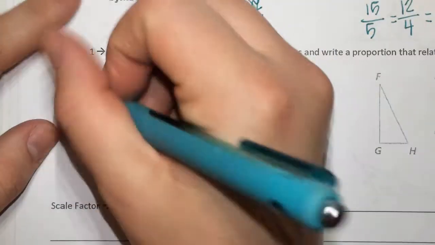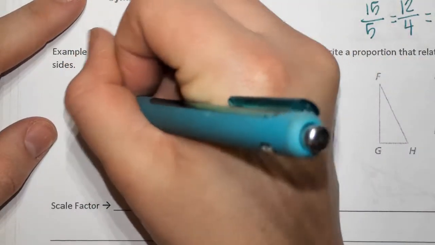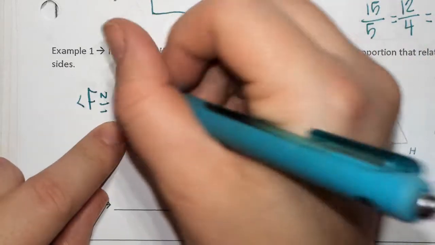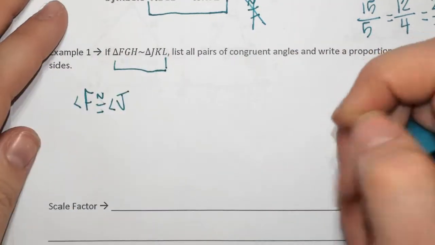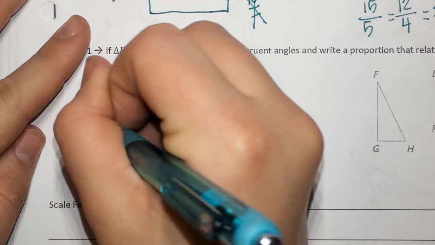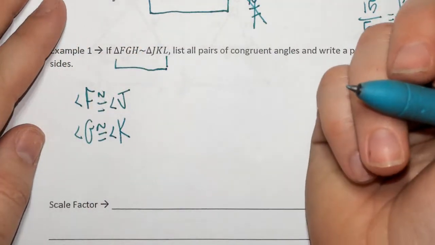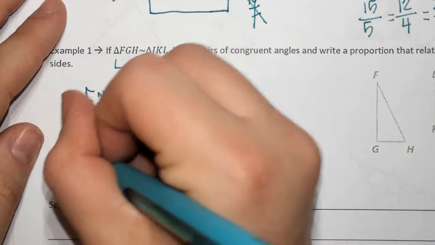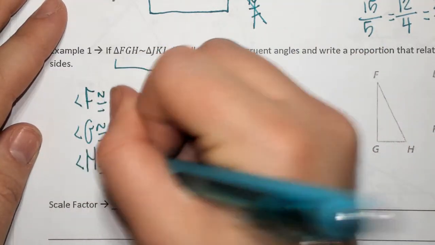Okay, so what's the first angle you see? F. So F is congruent. You can use congruent because the angles are. F is congruent to angle J, first to first. Our second angle is G, and it's congruent to angle K, first to first, second to second. And then our third angle is H, and it's congruent to angle L.